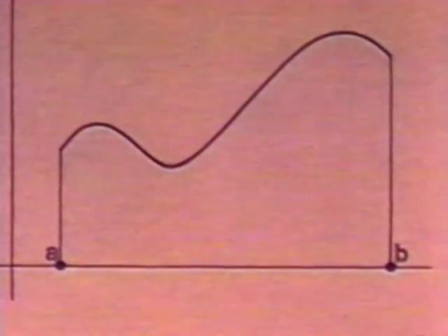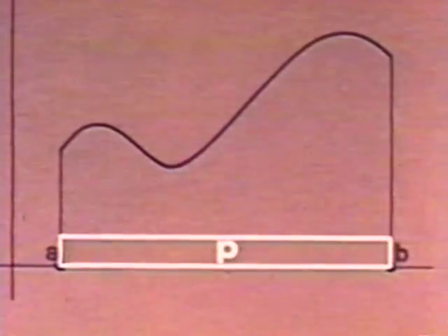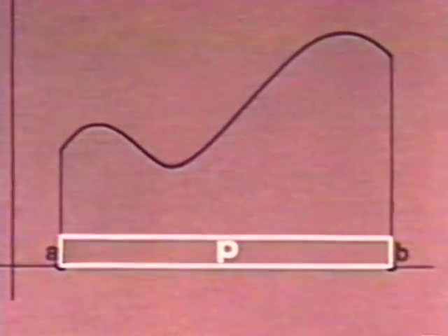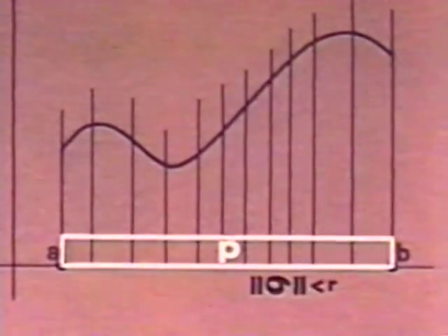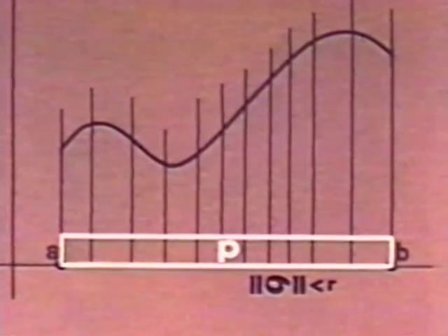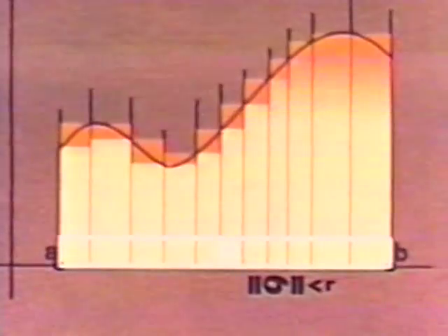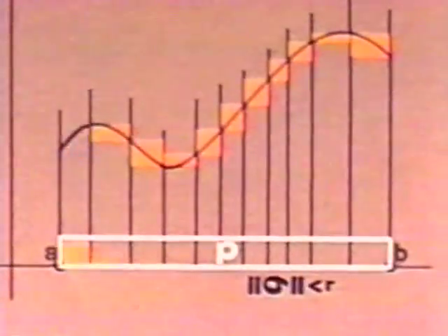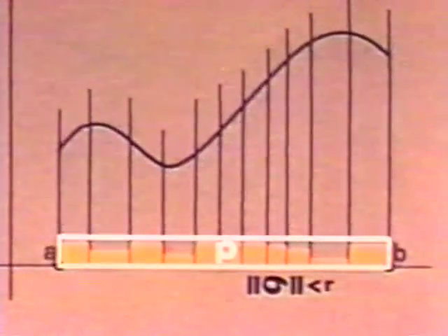Suppose we are given a positive number p, and construct this rectangle so it has area p. Since f is continuous on a closed interval, if we make the norm of the partition sufficiently small, say less than r, then the difference in the heights of the outer rectangle and the inner rectangle on any subinterval is less than the height of our rectangle of area p. Thus, the difference between the outer and inner areas is less than p units.